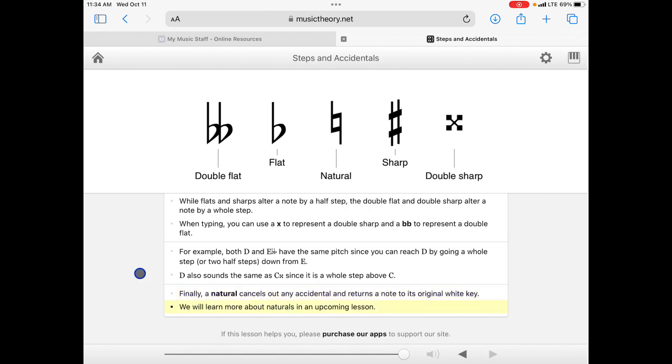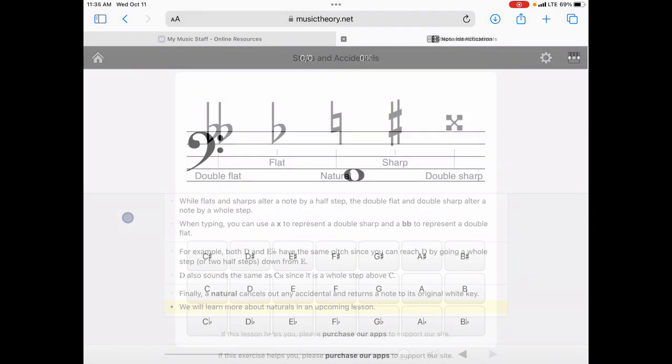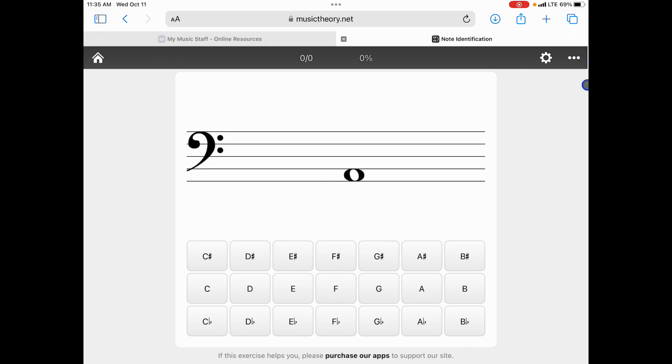We will do more naturals in an upcoming lesson. This is just to kind of get your feet wet with understanding steps and accidentals. All right, we are now going to discuss bass clef below the staff.